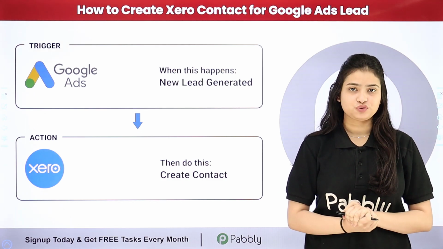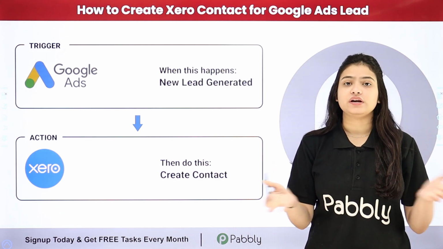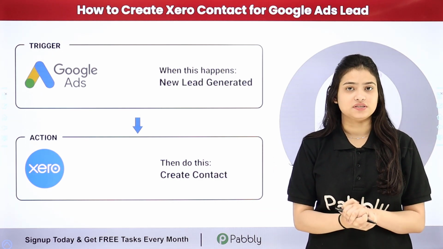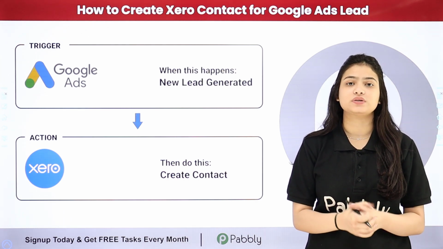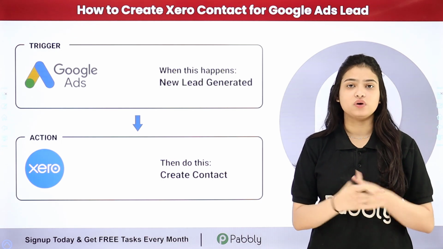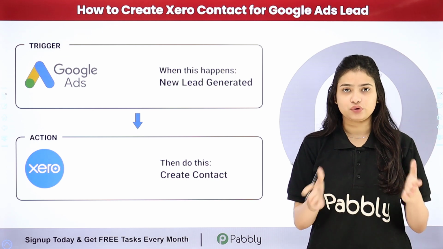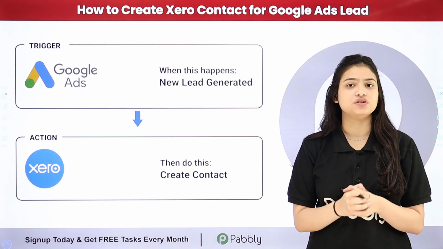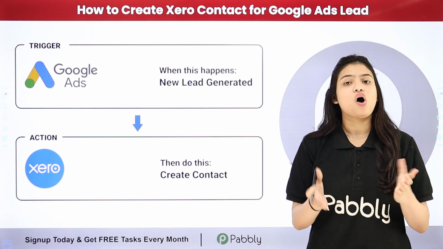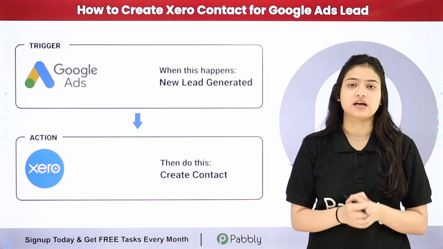In this video, we are going to learn how to create a Xero contact for a Google Ads lead. So here I am an owner of a digital marketing agency and I am promoting my business and services with the help of Google Ads. So basically I am running an ad campaign on Google Ads to generate leads. And I want that as soon as an interested lead submits their details with the help of the lead gen form which I have attached to my campaign, automatically that lead should be added as a contact in my Xero account to manage my finances further.